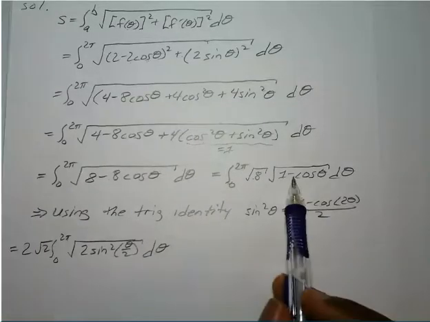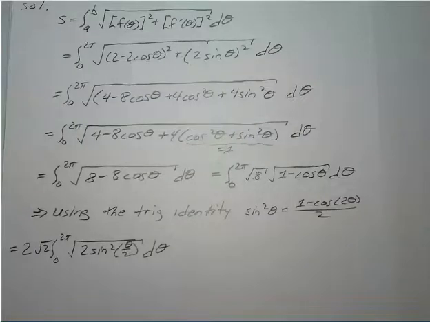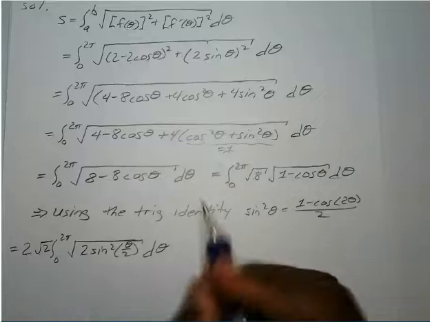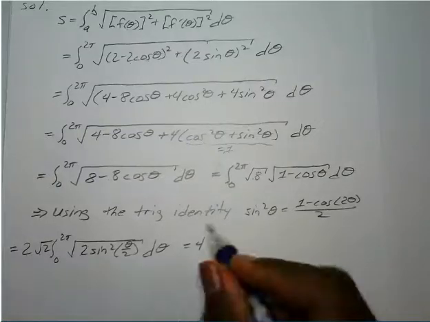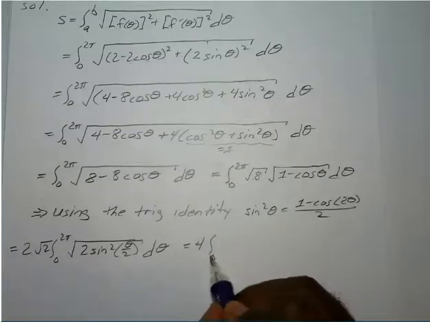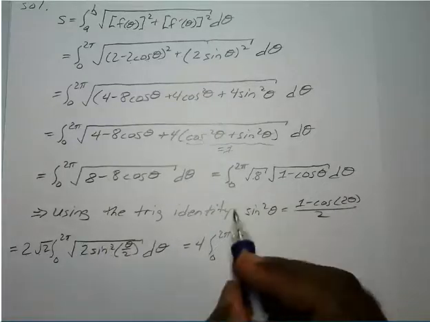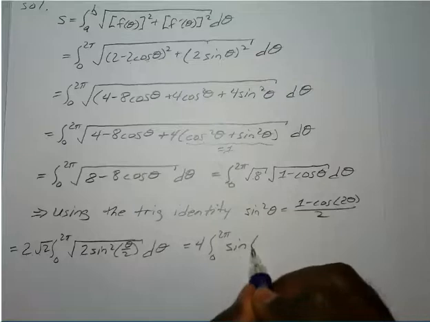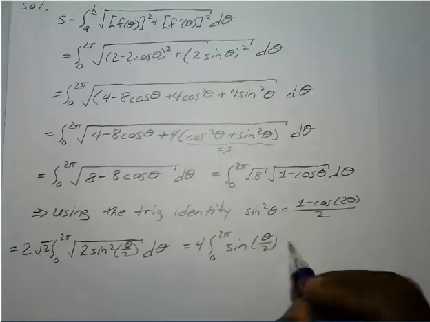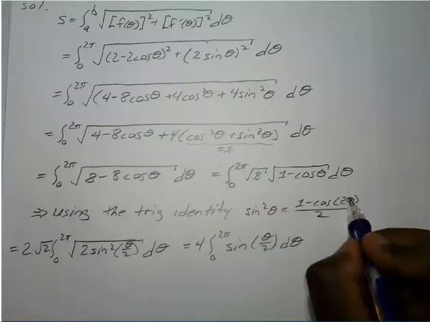Okay, so we can actually simplify that. So if we get that square root of 2 and we factor this out, we have square root of 2 times square root of 2 is 2, so 2 times 2 would be 4. So that would be 4 times the integral from 0 to 2 pi of sine squared theta over 2, and the square and the square root cancel out, so we just have sine of theta over 2 d theta.